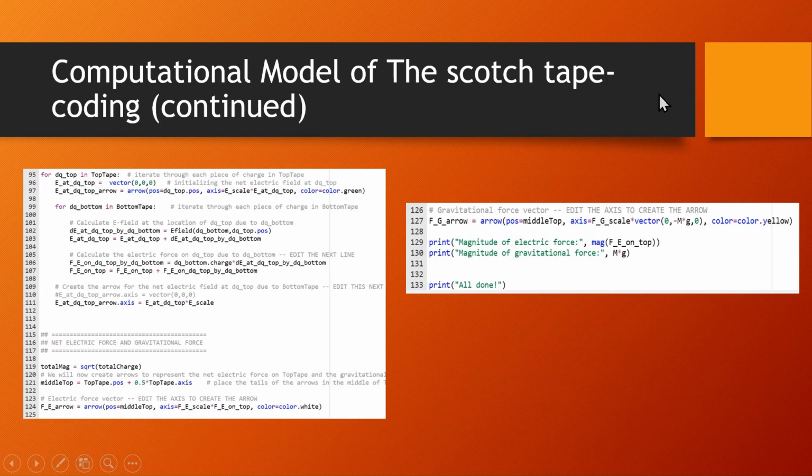On this page, you can see the for loop I used to calculate the electric field at each point on the floating piece of Scotch tape, as well as the creation of the arrows depicting the electric fields and the electric force and gravitational force.